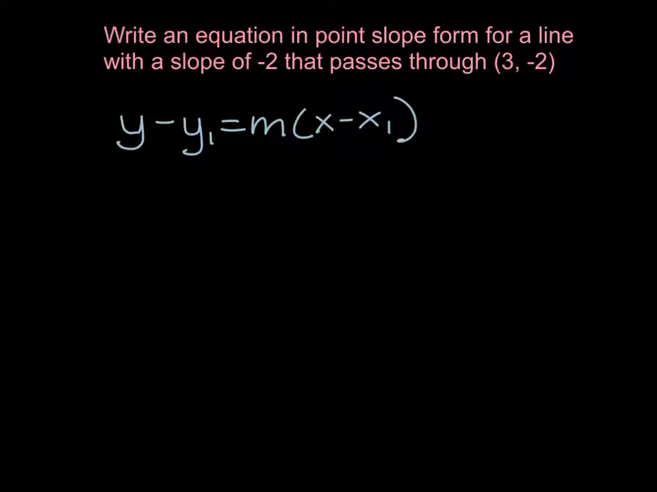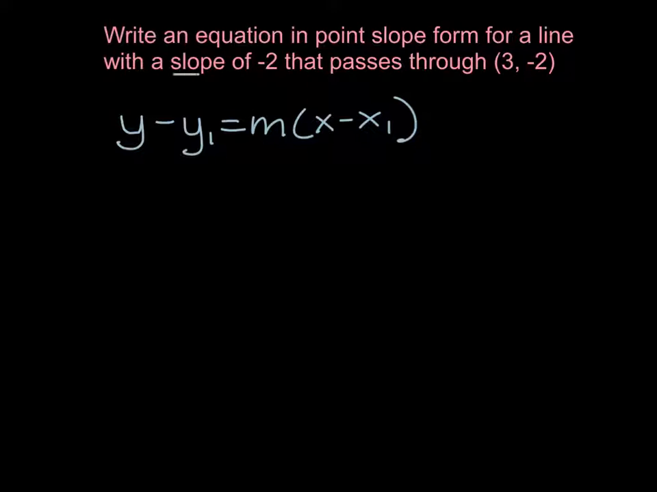So we're going to talk about how to do the problems in lesson 4.1. You're given a slope, you're given a point, and you have to plug it into point slope form. Point slope form is what I wrote right here: y minus y1 equals m times the quantity x minus x1. So m is the slope.